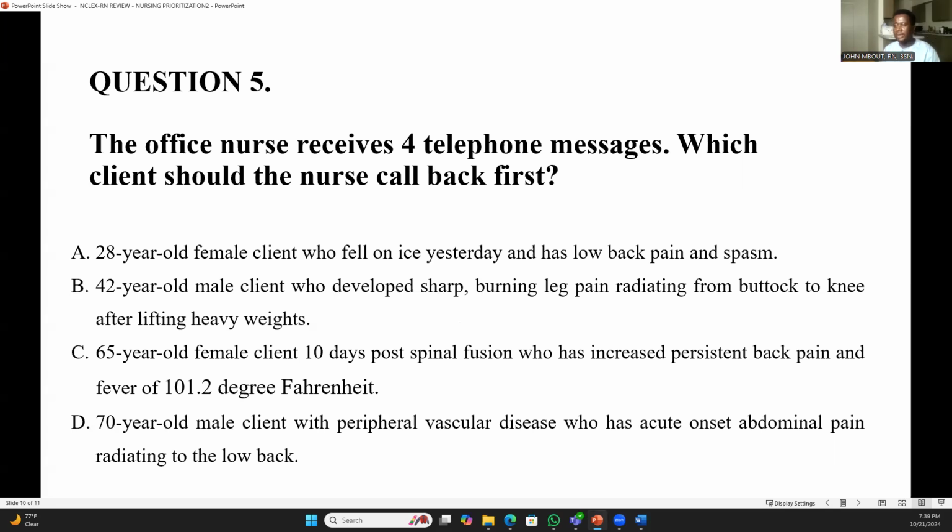A, 28-year-old female client who fell on ice yesterday and has low back pain and spasm. B, 42-year-old male client who developed sharp burning leg pain radiating from buttock to knee after lifting heavy weights. Okay. C, 65-year-old female client 10 days post-spinal fusion who has increased persistent back pain and fever of 101.2. Okay. D, 70-year-old male client with peripheral vascular disease who has acute onset of abdominal pain radiating to the lower back.